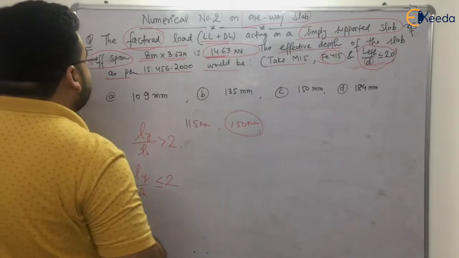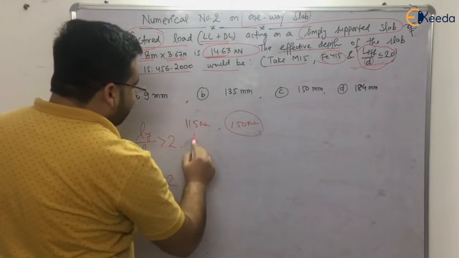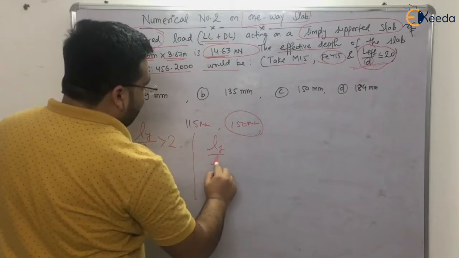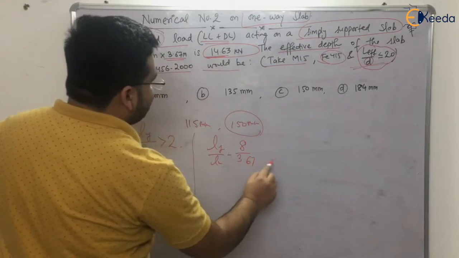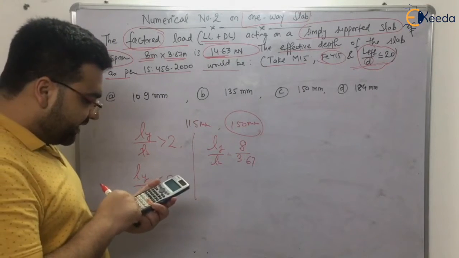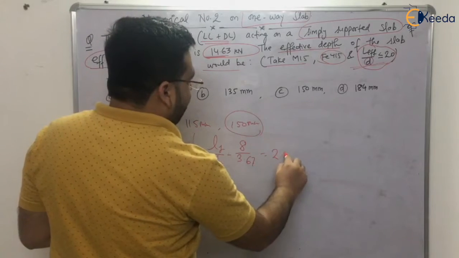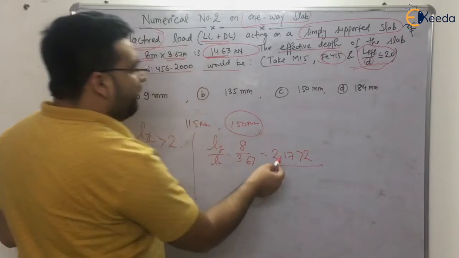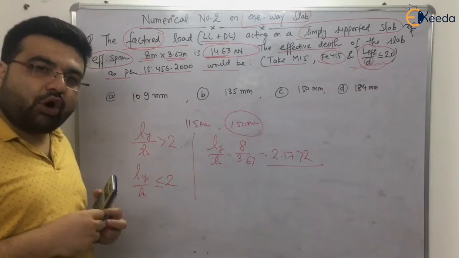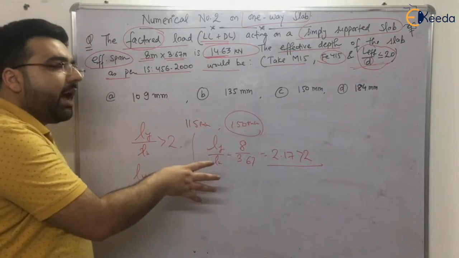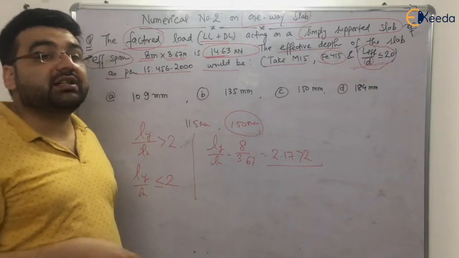So first of all, let us check how much Ly upon Lx comes out to be. Ly upon Lx is 8 divided by 3.67, which comes out to be 2.17, which is greater than 2, so obviously it is a one-way slab. Now if it is a one-way slab, it will be designed exactly as singly reinforced beams are designed.